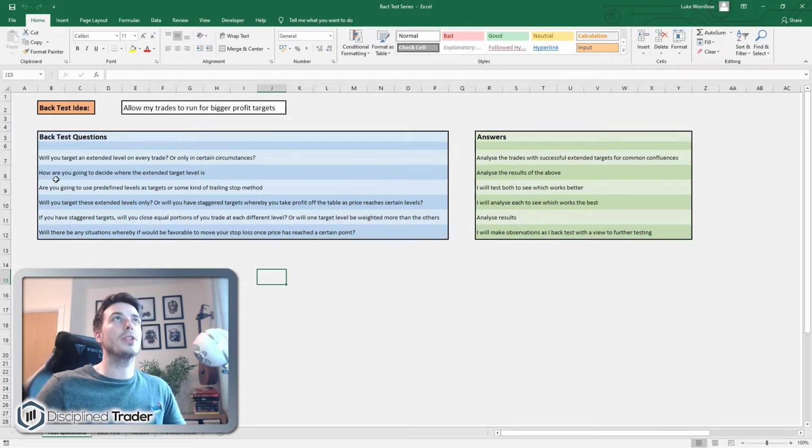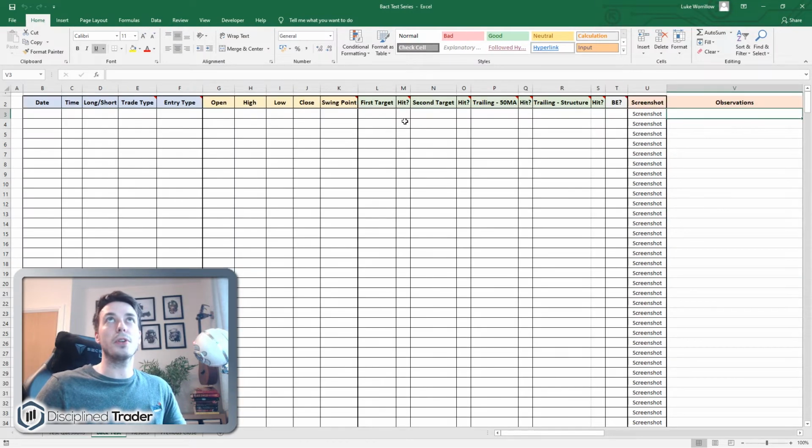So moving on to the second question, how are you going to decide where the extended target level is? This one's an easy one. I'm just going to analyze the results of the above, which means I'm just going to record different targets. I've already mentioned it. I'm going to have a first target, a second target. They're going to be fixed targets. And then I'm going to have a trailing target, which is going to be the 50 moving average.